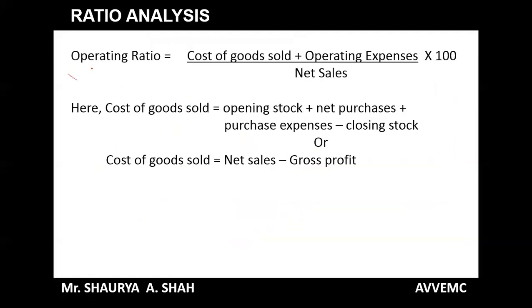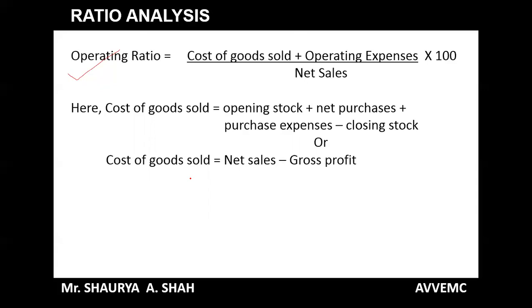Remember the formula of operating ratio, students? Cost of goods sold plus operating expenses into 100 divided by net sales, right? So operating expenses we have seen just now. Second is your cost of goods sold: opening stock plus net purchases plus purchase expenses minus closing stock. That is your COGS, as you generally know it.